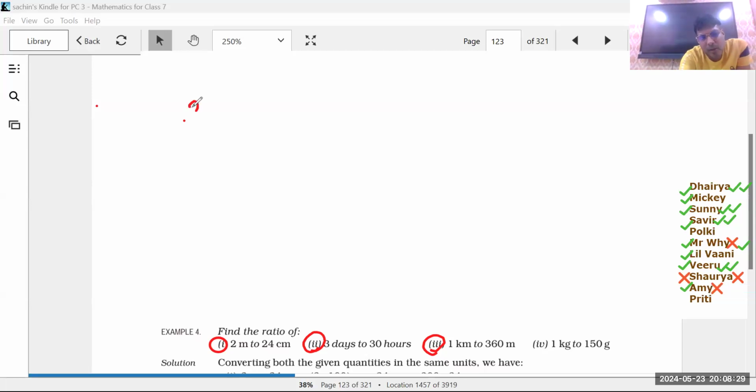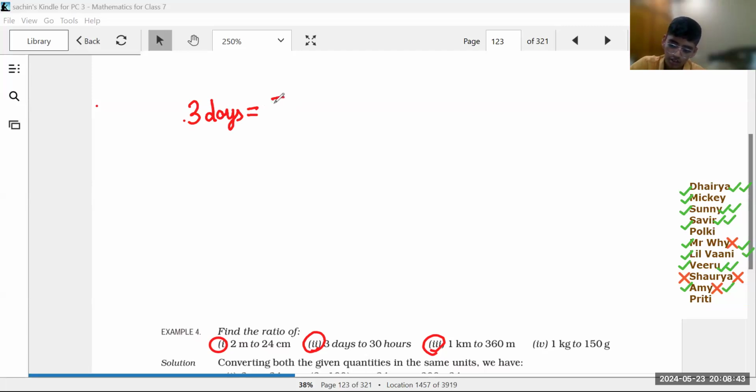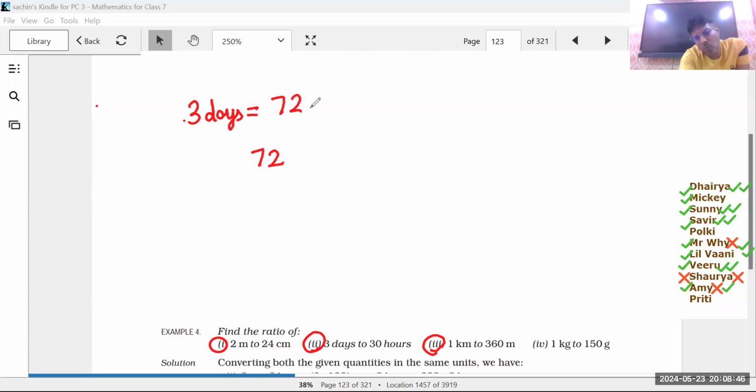So Shaurya, 3 days equal to how many hours? Mr. Shaurya, I'm talking to you. 3 days equal to how many hours? Sir, 72. So 72 hours upon 30 hours. But your fraction part is weak. This is fractions. There is no difference between ratio and fraction. So 6 5s are 30, 6 10s are 60, 11s are 66, 12s are 72. So the ratio will be 12 is to 5.